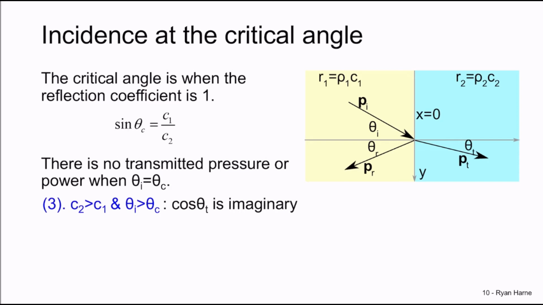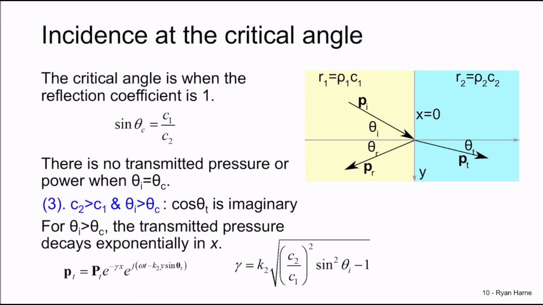When c2 is greater than c1, for instance, air to water, and the incident angle is greater than the critical angle, by the equation that we saw earlier from Snell's law, the cosine of theta t is imaginary. And when theta i is greater than theta c, this means that the transmitted pressure decays exponentially in x. And we have a new transmitted pressure formulation that we see here, with the decay constant gamma that's computed using Snell's law. This is called an evanescent wave. It refers to a wave that may propagate but decays exponentially in its direction of propagation.